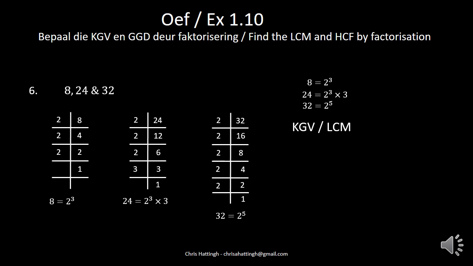So for your LCM, you're going to look at 2's and the 3, and you're going to grab the highest exponent. So it's going to be 2 to the power of 5 times 3. That gives you 96. For your HCF, only the common factors. So you're only going to look at the 2's, and you're going to grab the lowest exponent. 2 to the power of 3 equals 8.